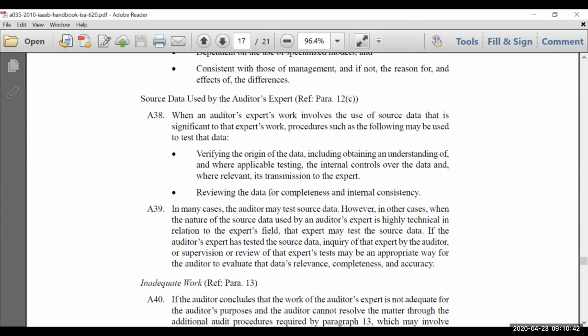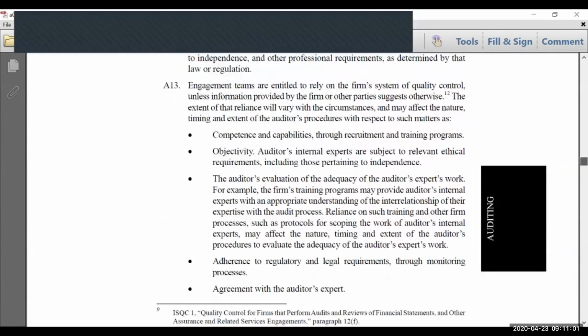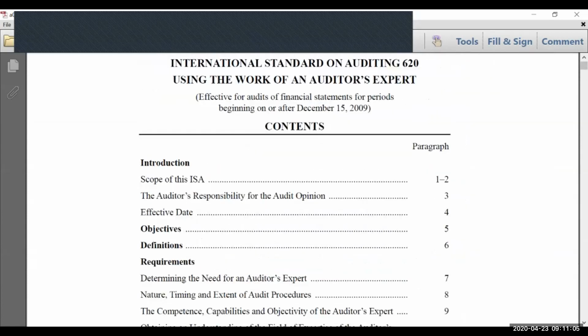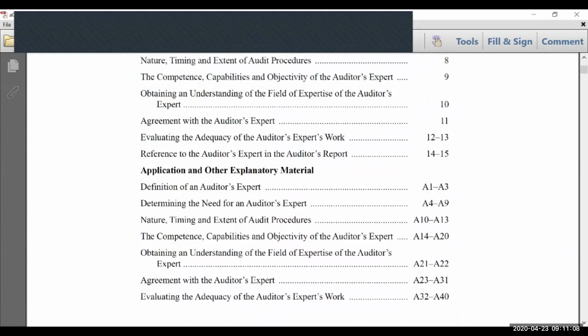So in case the expert did use some data when it comes to giving the opinion, you may want to scrutinize that data itself, that source data they used in arriving at their opinion. Okay, and that is it on ISA 620.